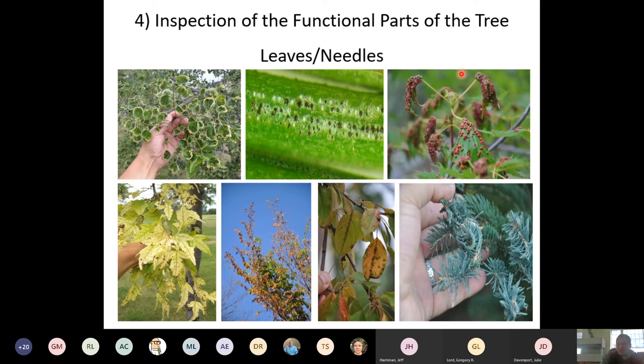Interestingly, this is one of the more severe cases of bladder gall that I've seen. But even if you have a leaf like this, you still have a lot more green than you do bladder gall. And very, very often this is just an aesthetic issue. People really want to spray for it because they don't want to see these warty things on their trees. But I always remind people that there are predators of the eriophyid mites that cause this.